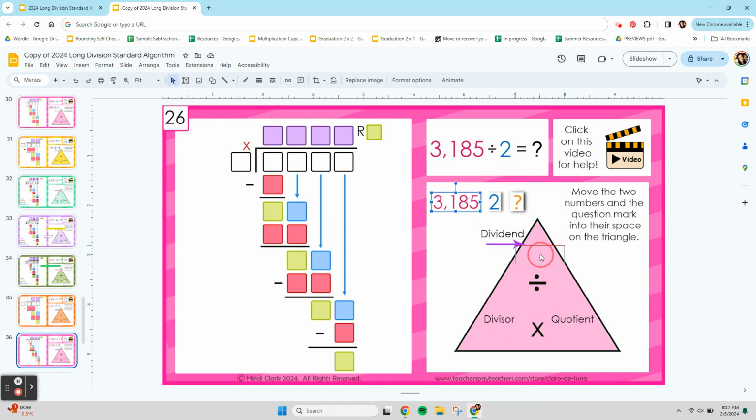3,185 is our dividend. It's getting divided by 2 or divided into two groups. You could also say it's getting divided in half. And then our quotient is how many will be in each group.